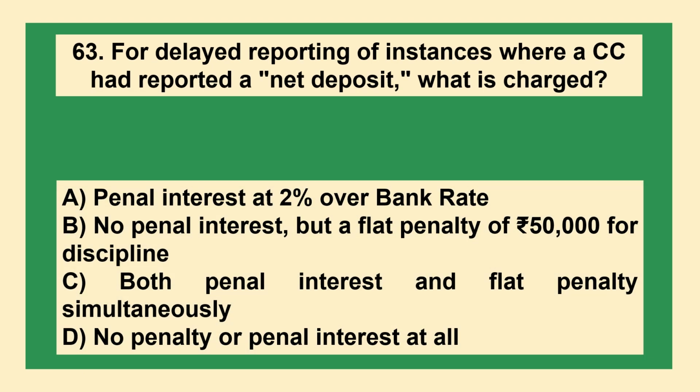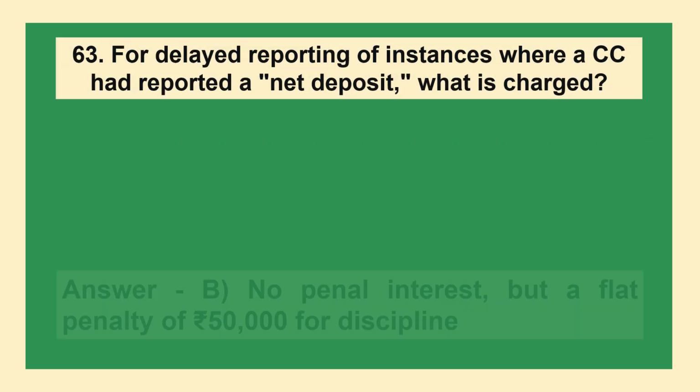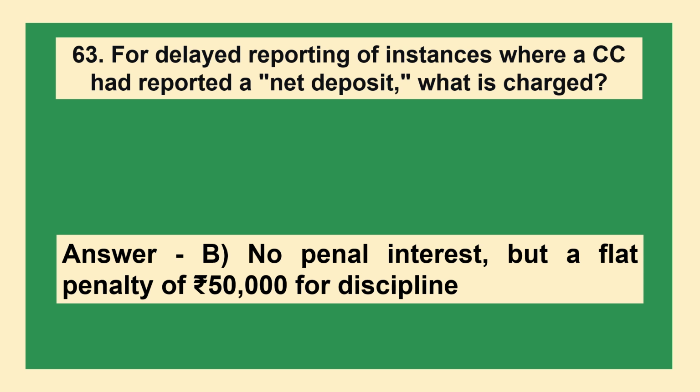For delayed reporting of instances where CC had reported a net deposit, what is charged? Option A, a penal interest at 2% over bank rate. Option B, no penal interest but a flat penalty of rupees 50,000 for discipline. Option C, both penal interest and flat penalty simultaneously. Option D, no penalty or penal interest at all. The answer is option B, no penal interest but a flat penalty of rupees 50,000 for discipline.